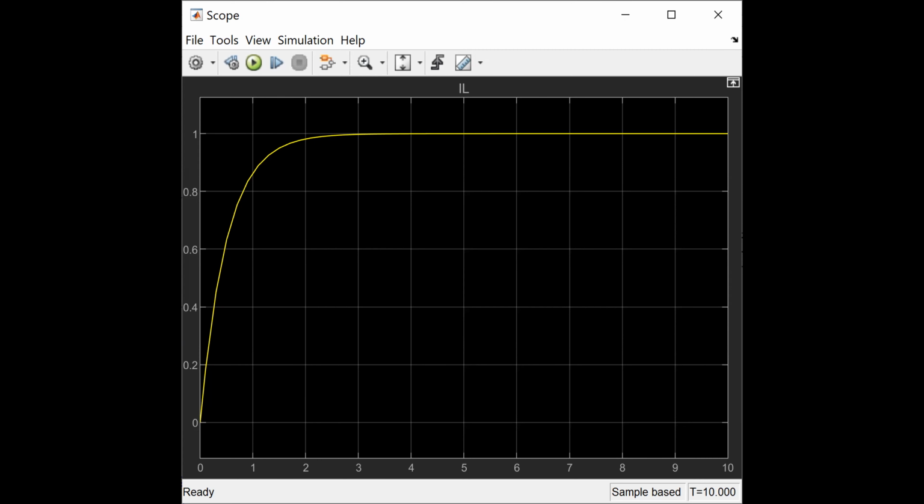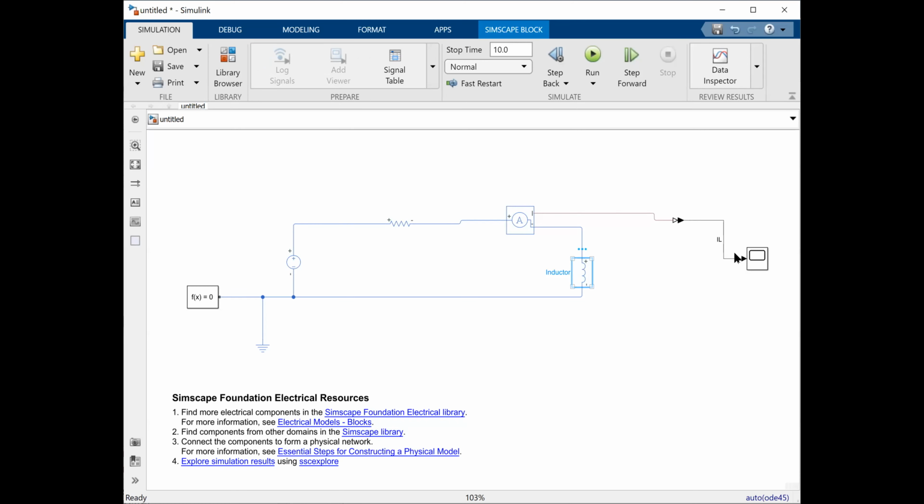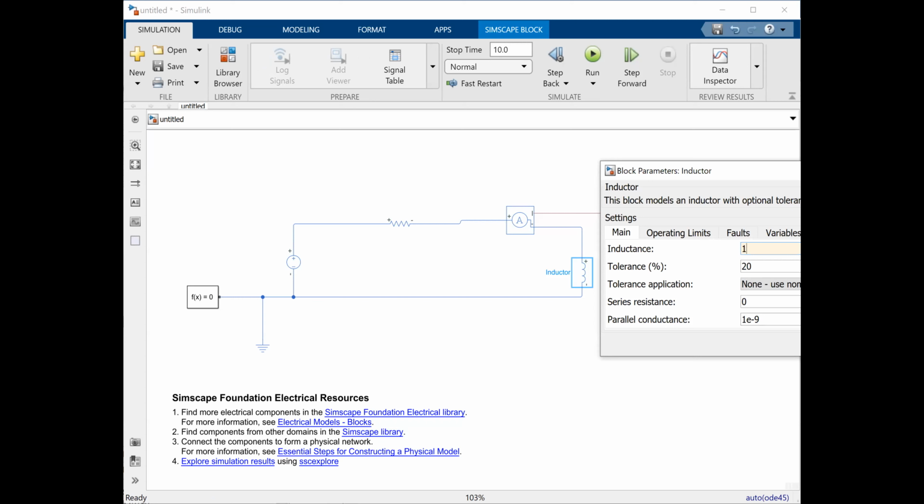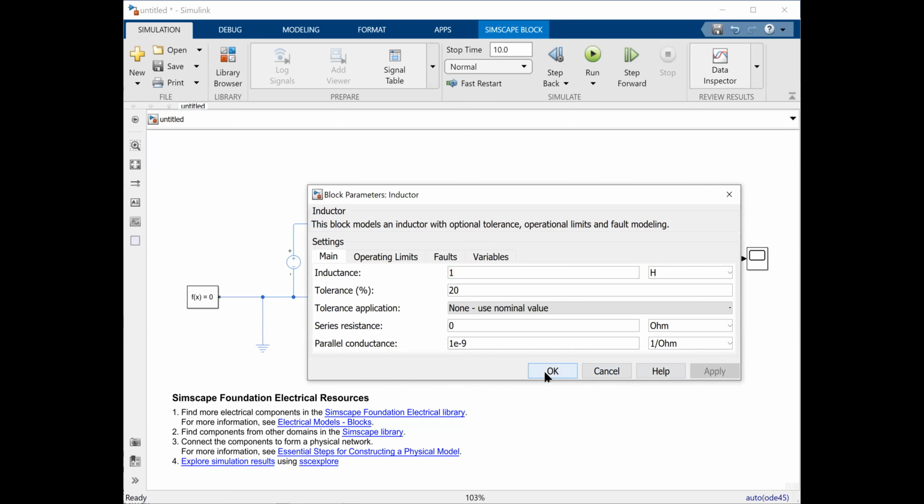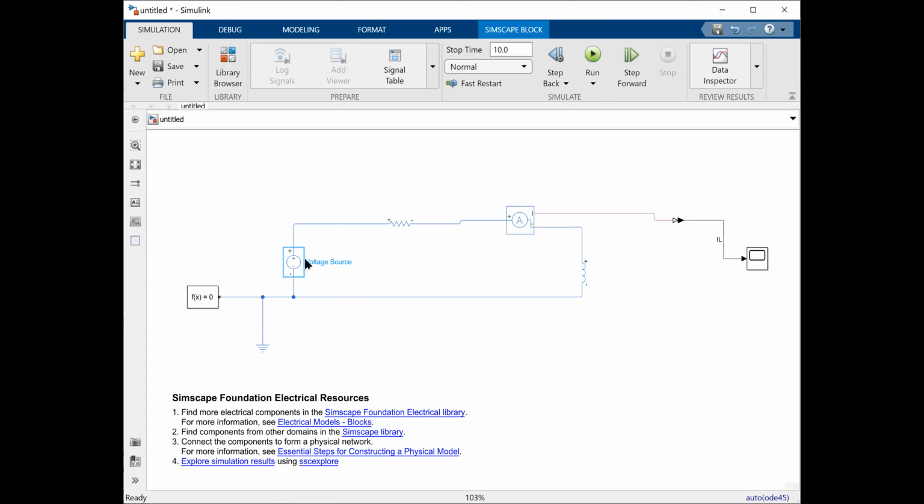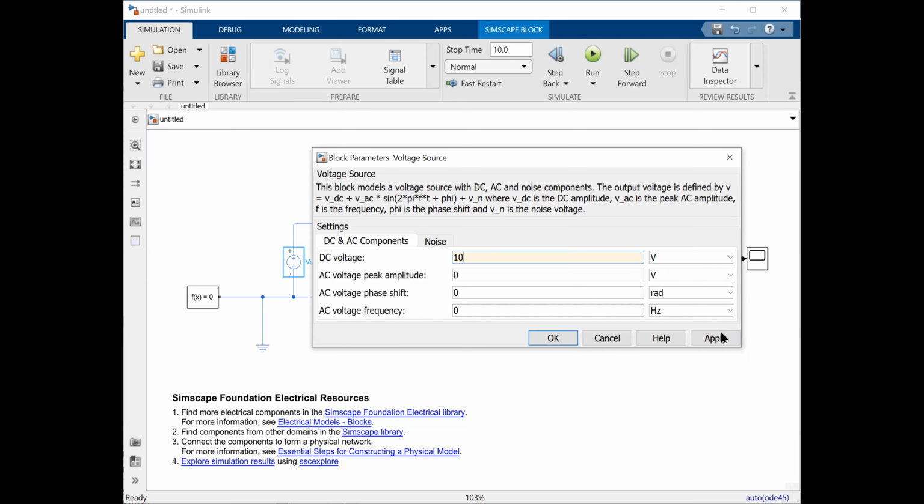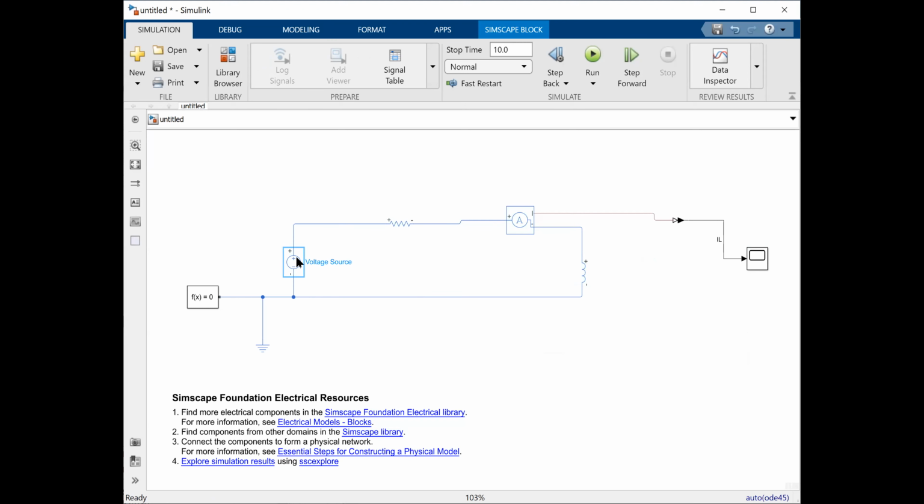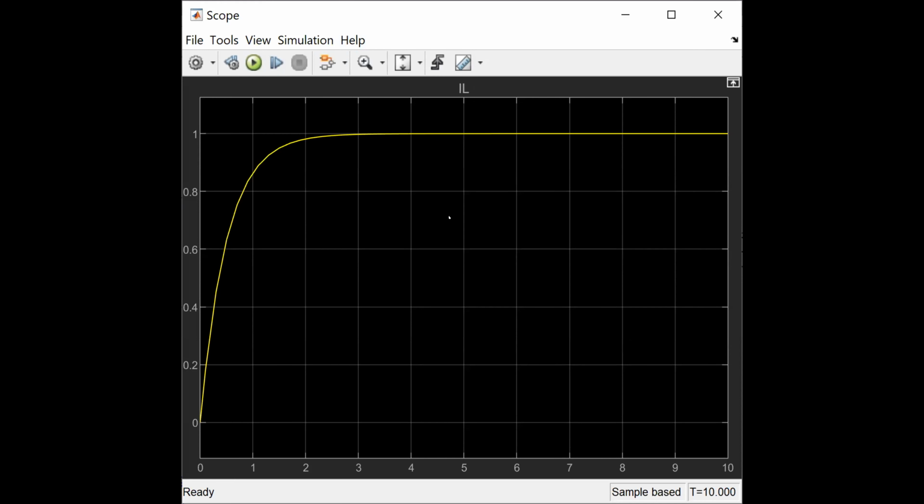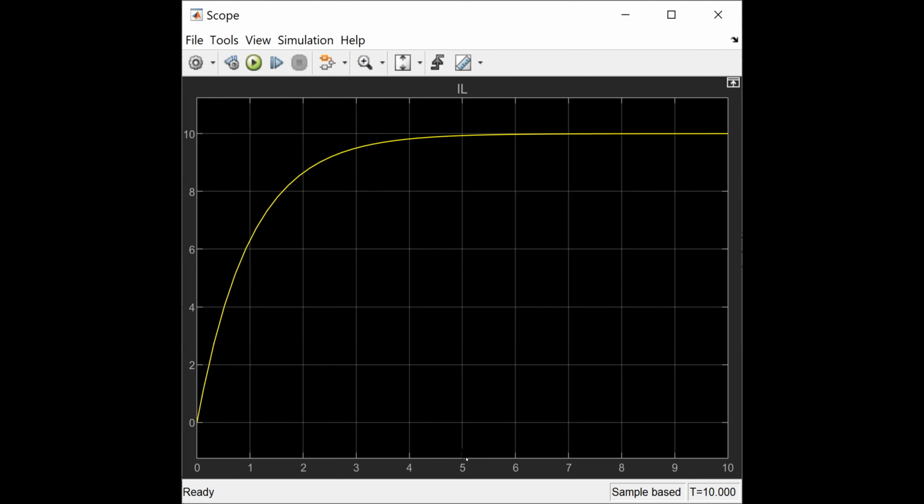All right. Now let's change the value of this inductance back to 1. And let's suppose the value of the DC source is 10. So what is the final value of the current? It is 10 amperes because R is equal to 1. So it will be Vs by R, that's equal to, sorry, 10 ampere. And let me show you the plot. Now the time constant again is equal to 1. Have a look. In 5 time constants, it reaches approximately 10 amperes.